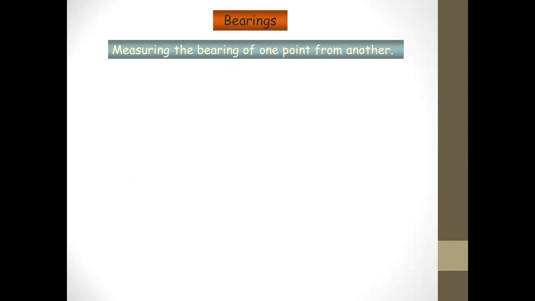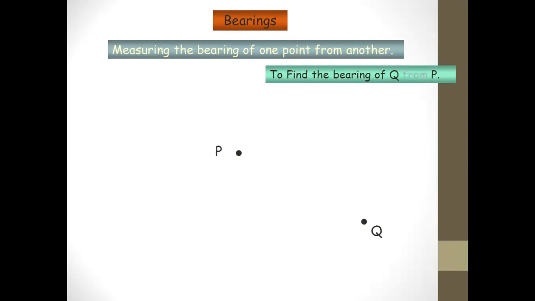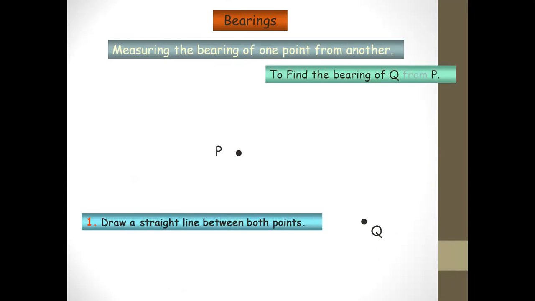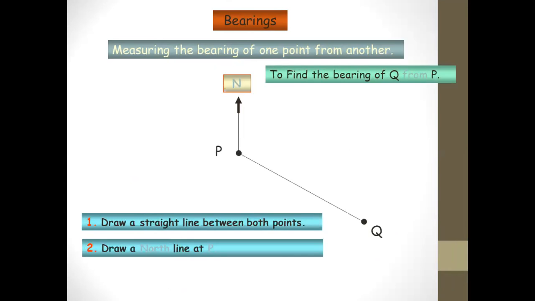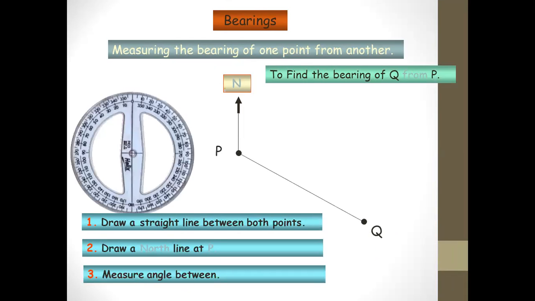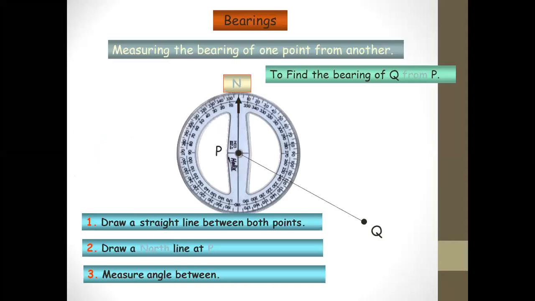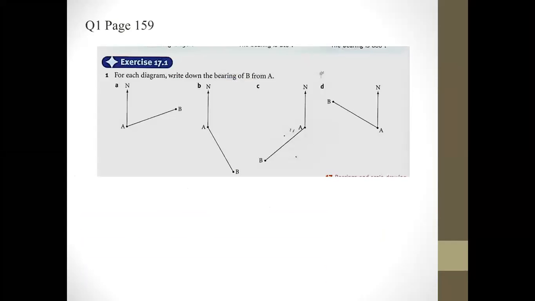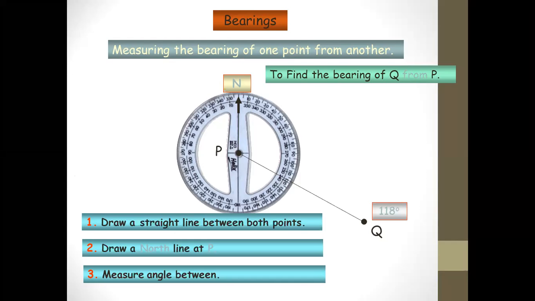One more time. We want to find Q from P. So where is our starting point? It should be at P. We draw a line between the 2 points, then draw due north, which is a straight perpendicular line at P. We measure using the protractor. The vertex of the protractor should be at P because this is our starting point, the reference, and we measure from due north and it's 118 degrees. Now these are some examples from the book and I will stop here.